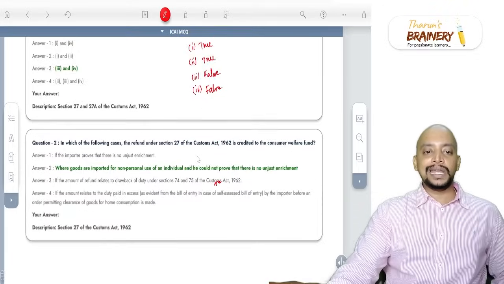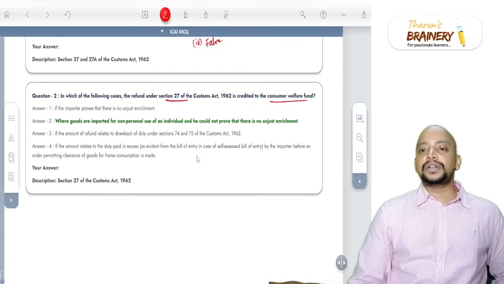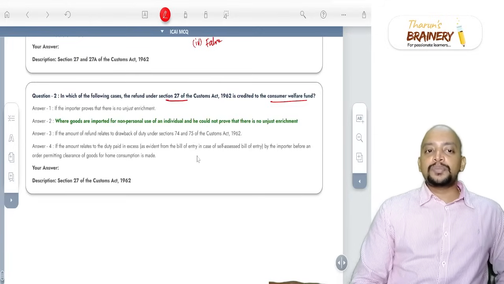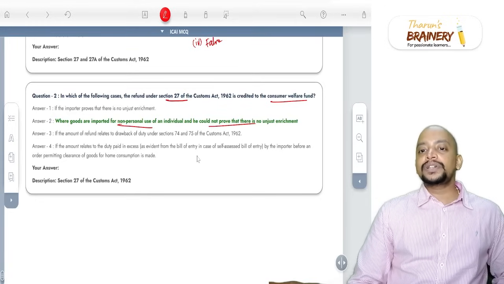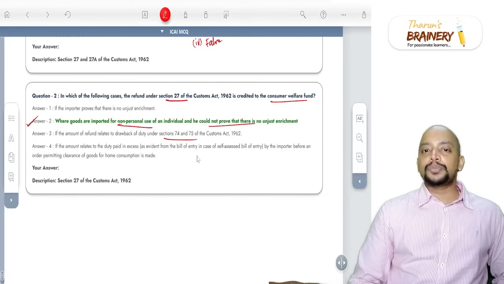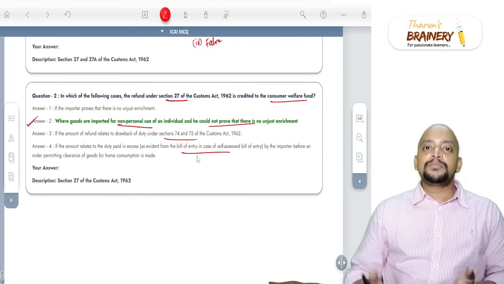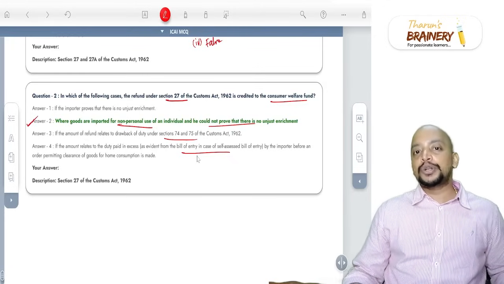Okay, then next. In which of the following cases is the refund under section 27 credited to consumer welfare fund? See, generally refund is subject to unjust enrichment. If the importer proves that there is no unjust enrichment, it will not be credited. Where the goods are imported for non-personal use and he could not prove that there is no unjust enrichment, it will be credited to consumer welfare fund. Duty drawback, no need to prove unjust enrichment. If the duty paid in excess is evident in the bill of entry, like say we imported 200 units, but we filed the bill of entry for 400 units, so the 200 units excess paid is evident in the bill of entry, no need to prove unjust enrichment.